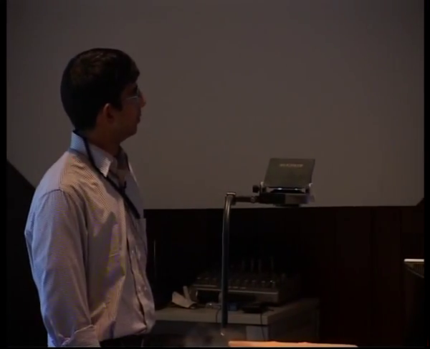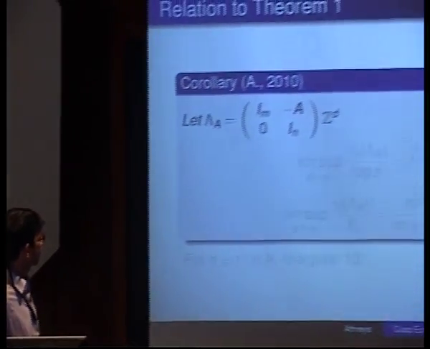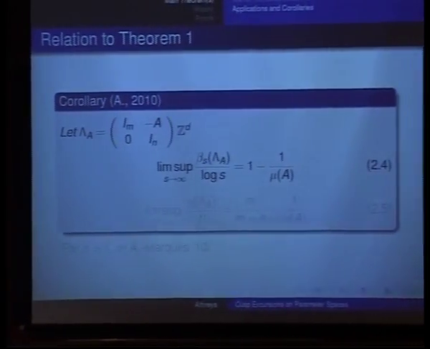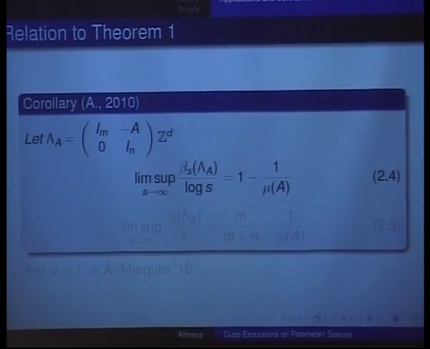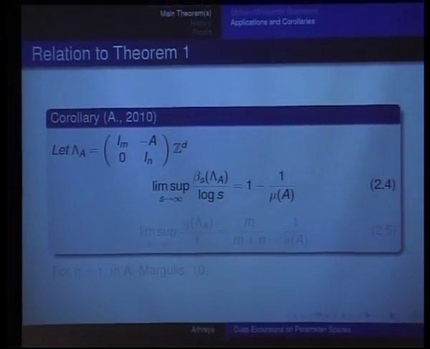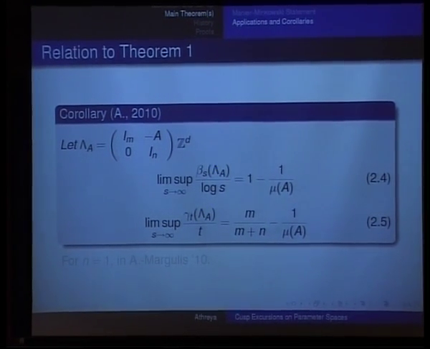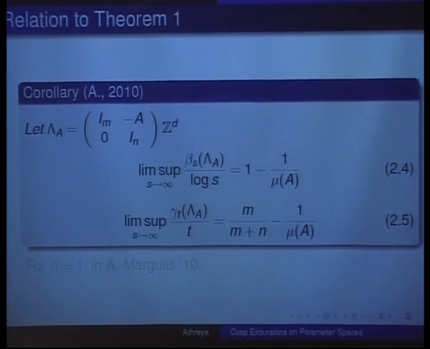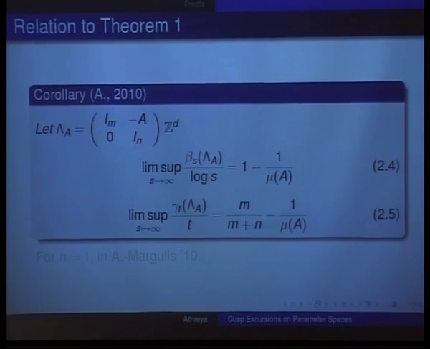So let's look at this lattice, Im minus a0 in z to the d. Again, I think I got the sizes right. I checked that carefully. And now you look at lim sup of this beta s of this lattice and divide by log s, it's 1 minus 1 over the Diophantine exponent. And the second thing is well known. This is pretty much the definition of the Diophantine exponent. So I just put it there for context. It's m over m plus n minus 1 over mu of a.